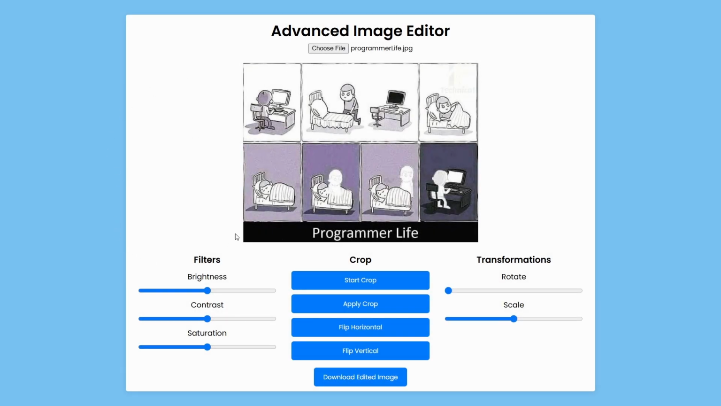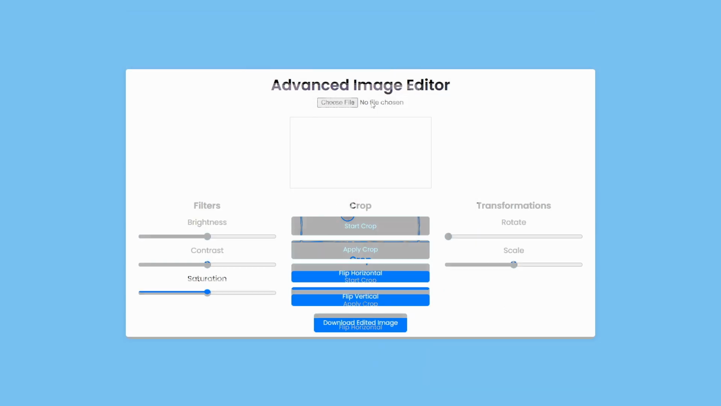In today's video, we are taking our image editing skills to the next level by building an advanced image editor using HTML, CSS, and JavaScript. This editor will include multiple filters, color adjustments, rotations, cropping, image flipping, and much more. Here's what the final result will look like.